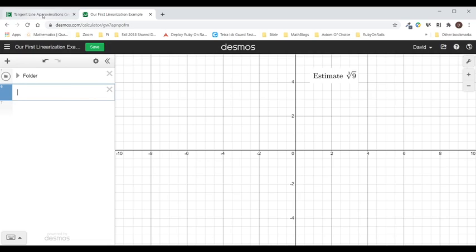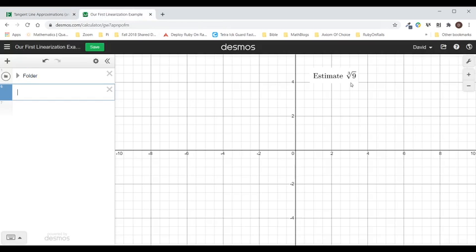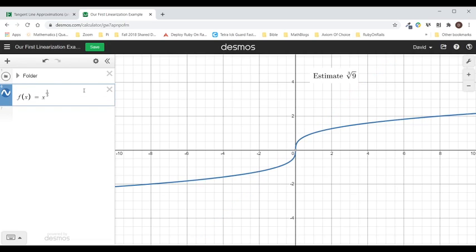Now, the very first thing is, because we're going to use tangent lines, we have to have a function. Okay, so what function do I see? Well, I see cube root of x. So what I'm going to do is walk over here, and I'm going to write f of x equals x to the 1/3. Now, I'm going to write it that way so I can take the derivative.